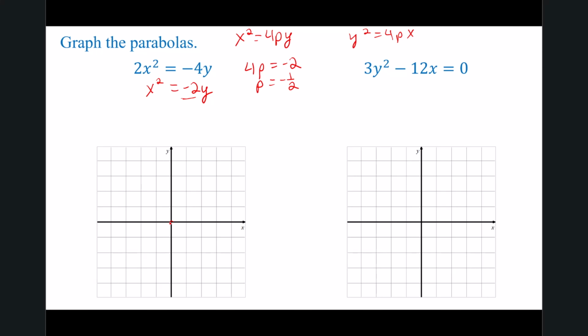So if the vertex is at 0, 0, then the focus is 1/2 a unit away from that vertex, but going down the negative direction. So here's the focus, and here's the vertex.